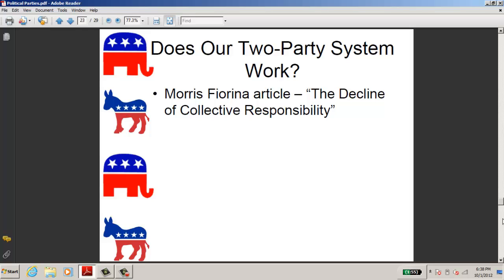Now in class, we'll read an article questioning whether our two-party system works and potentially seeing would America be better off adopting a proportional system and having more third parties. But this is a really excellent article, and I would encourage you to read it very closely. Lots of very interesting information that'll help explain the political system that we currently have.